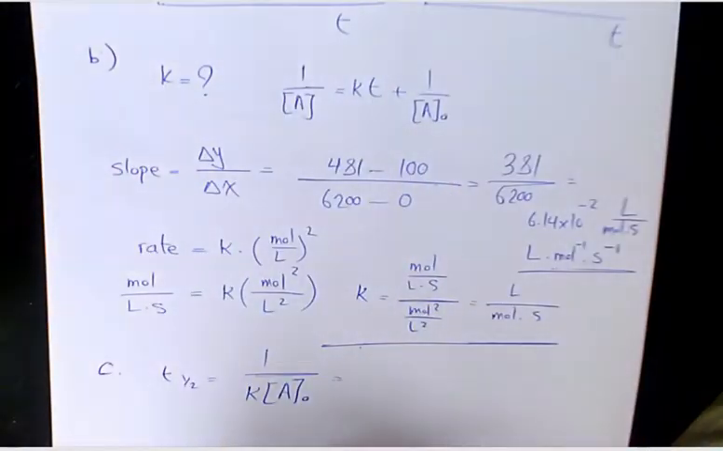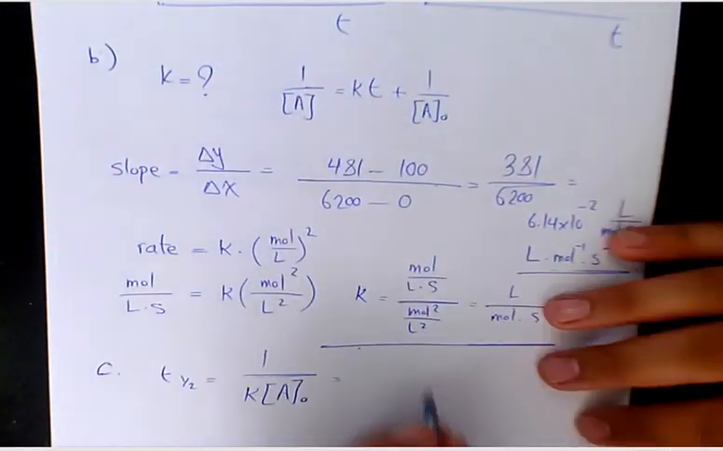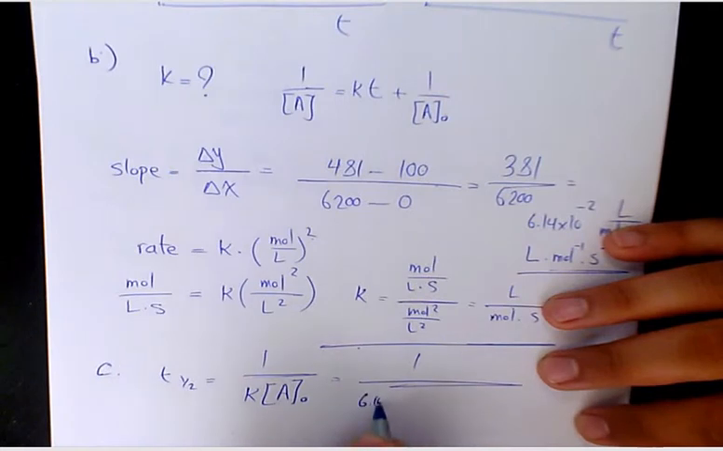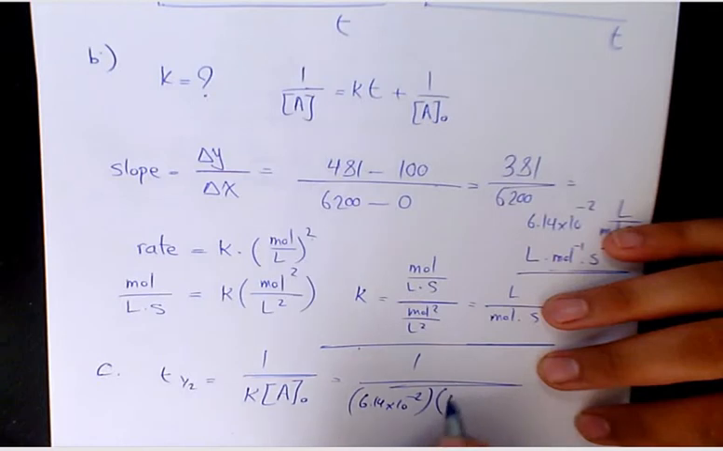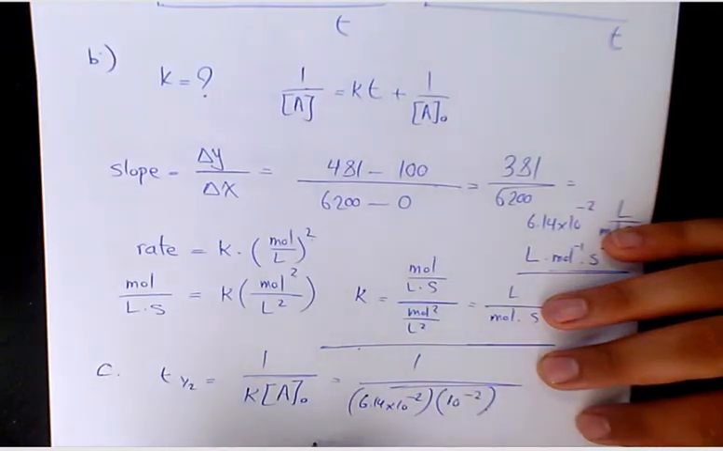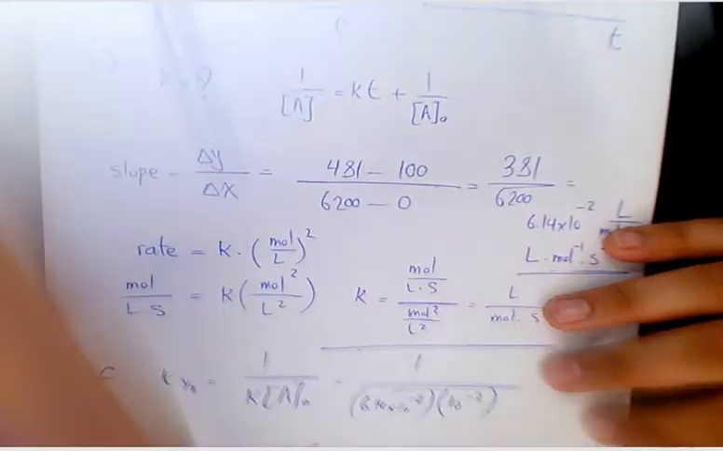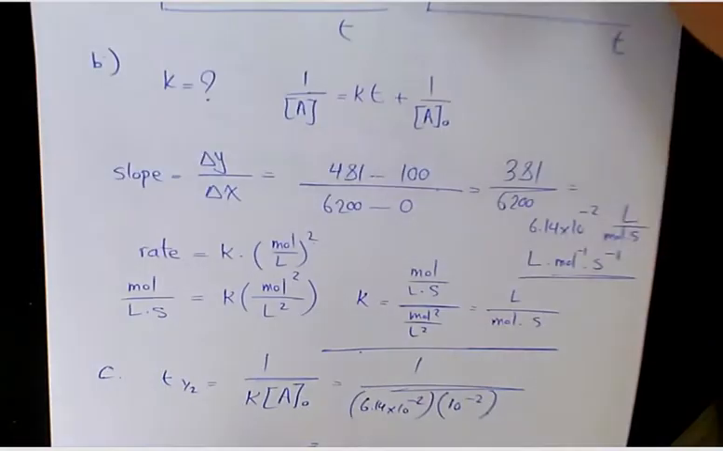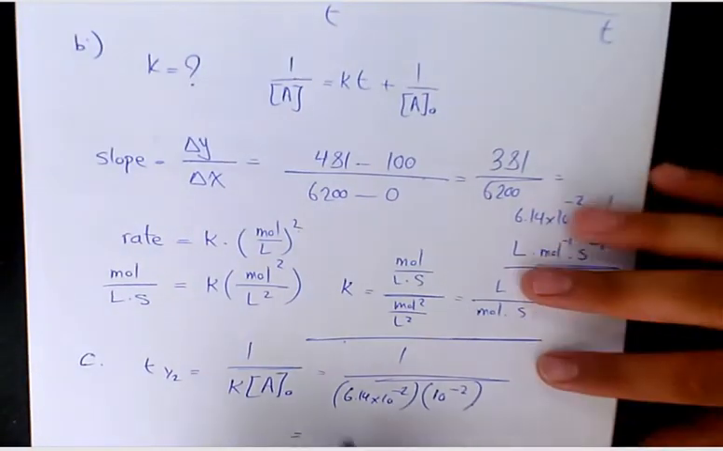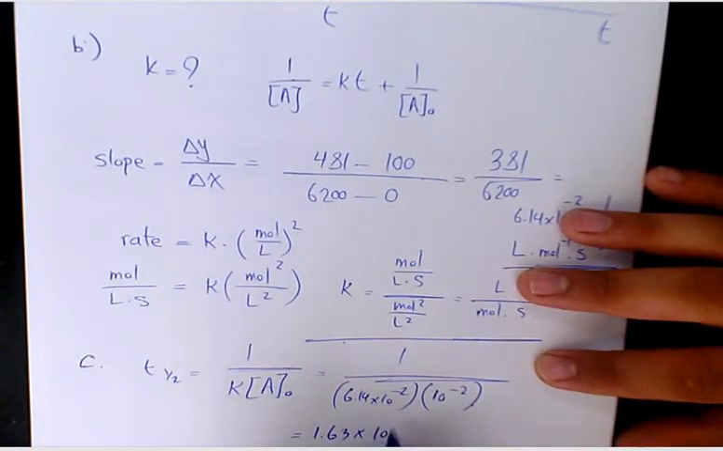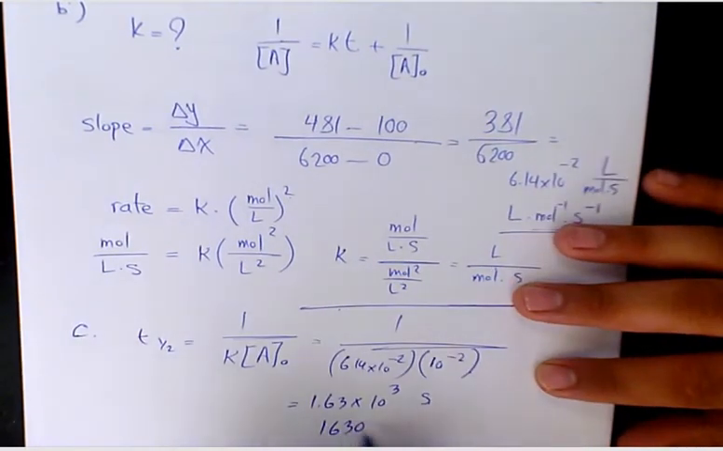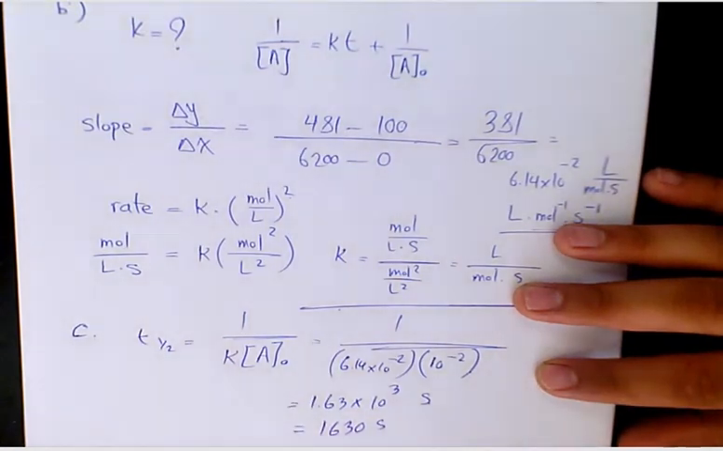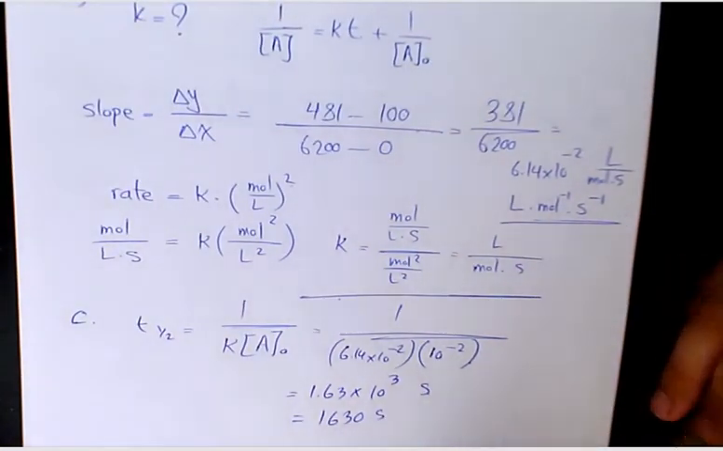So that's going to be 1 over 6.14 times 10 to the power of negative 2 times the initial concentration, which is 0.01, or 10 to the power of negative 2, as we had it here. So time is going to be 1.63 times 10 to the power of 3 seconds, or 1630 seconds. Both of them are the same thing. So that's the half-life time.